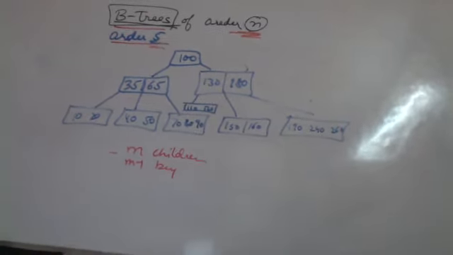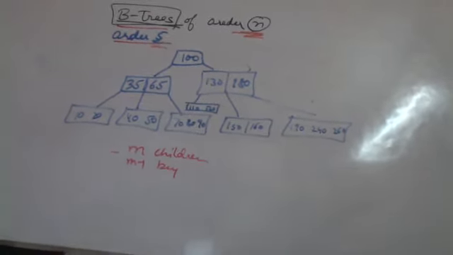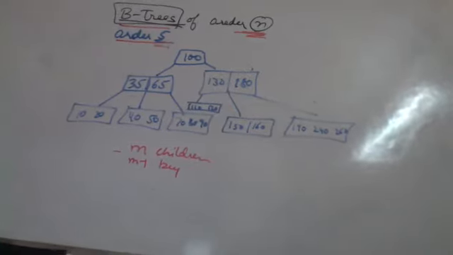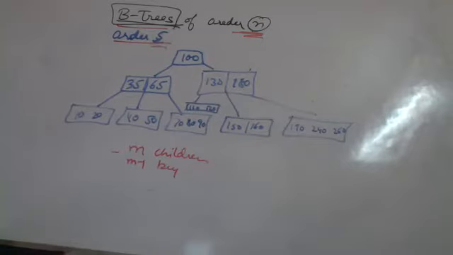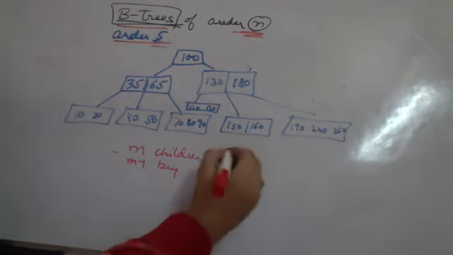Now if I want to do some insertion over here, supposedly, then what should happen? What can happen in this particular manner? So supposedly I want to insert 280 over here.